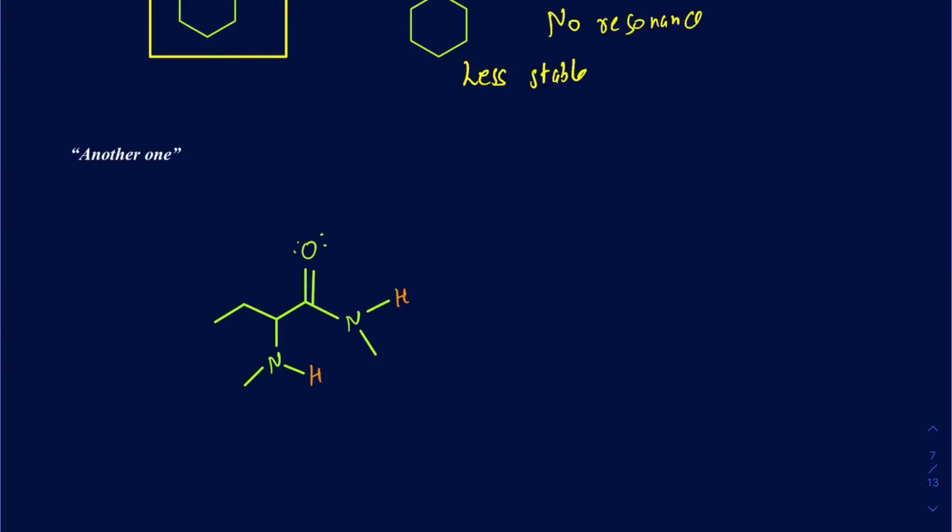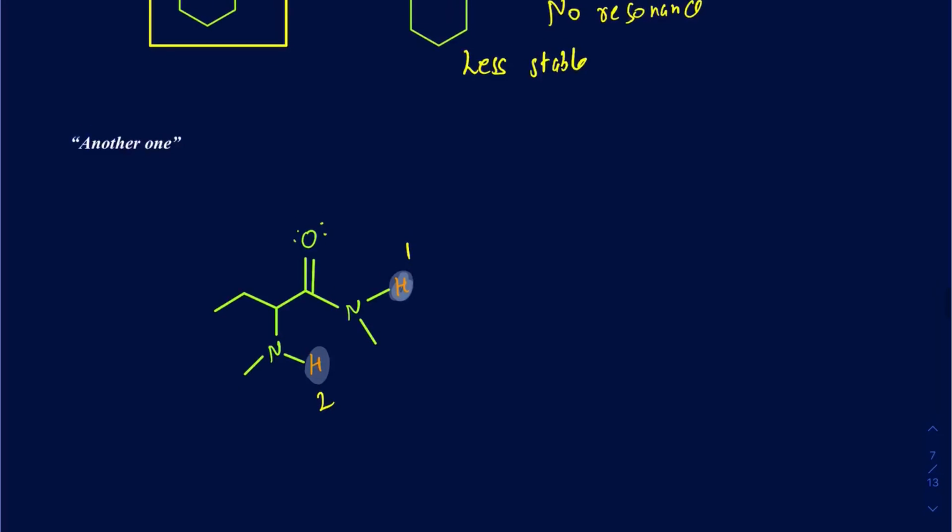We're focusing on these two protons. It's probably going to be good practice for you guys to figure out which one is going to be most acidic. So I'll call this proton 1, and we've got another one here that I have labeled. Call this proton 2. So which one is going to be more acidic?